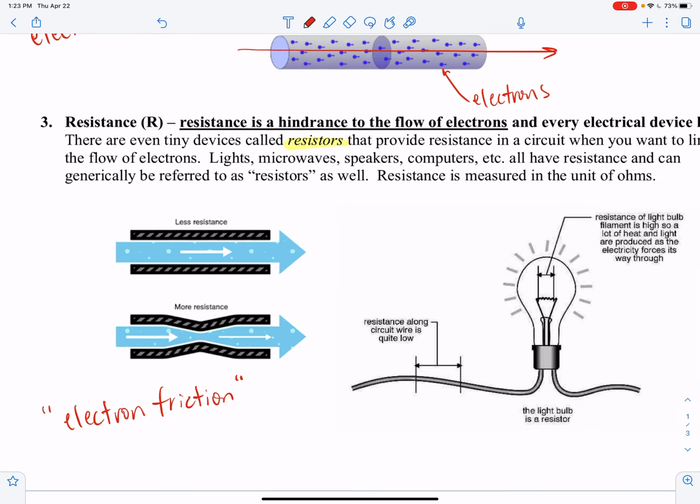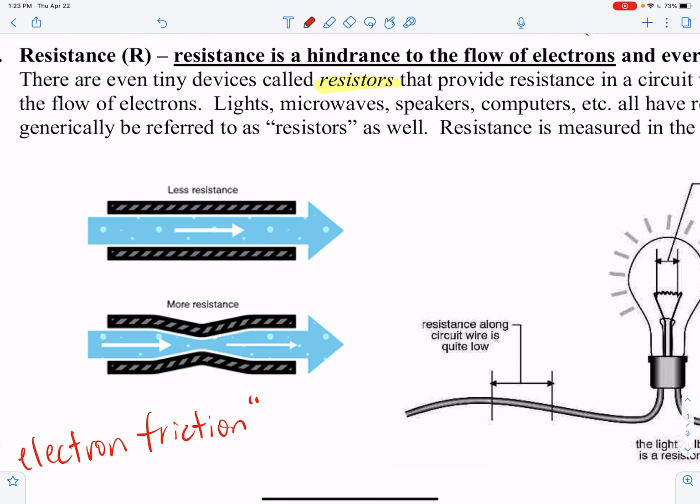And going back to the water analogy, right? Less resistance here means that we have a very wide open pipe where water can easily flow through, but here there's a little crimp in the pipe. And in that location of the crimp, we have resistance. Water cannot flow as easily.